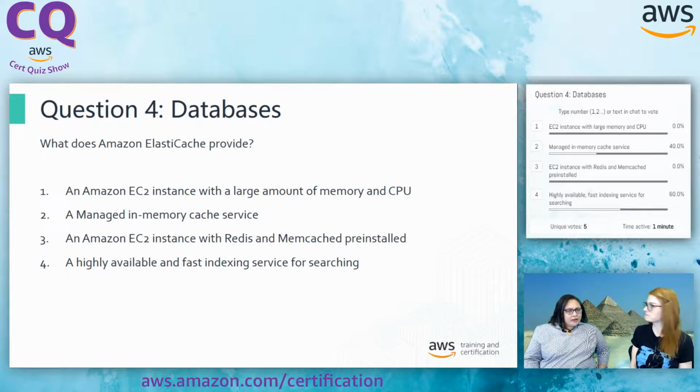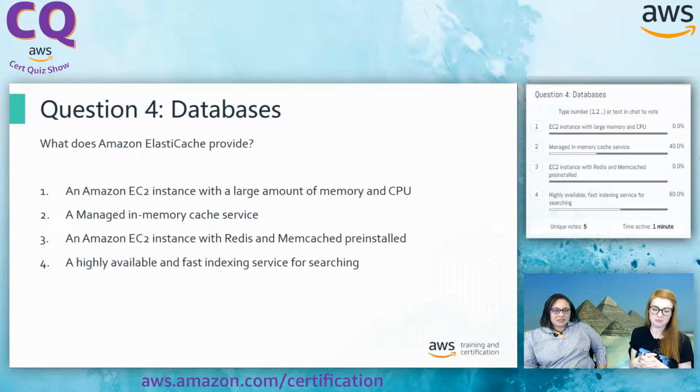Cool. So let's take a look at what options we have. An EC2 instance with a large amount of memory and CPU. I think we can strike through that one. It has memory, that's for sure, and throughput is key. So IOPS, obviously. A managed in-memory cache service looks like, once again, you gave it away with your exact description. Looks like that is what we provide. Cool. Well, let's check number 3.